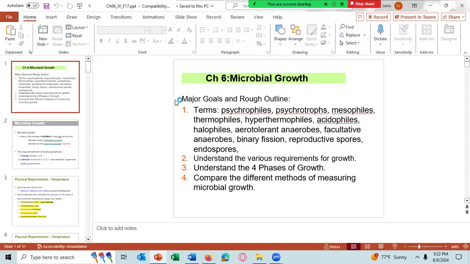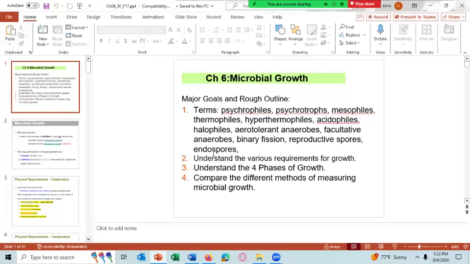As is normal, I show you the slide saying what it is. Chapter 6, microbial growth. I introduce the major terms. You should know all the terms. In fact, you should know all the objectives, which you can get from the study guide for chapter 6 on my webpage. But the major goals are for the terms psychrophiles, psychrotrophs, mesophiles, thermophiles. Know what those are? Hyperthermophiles, acidophiles, halophiles. There's an aerotolerant anaerobe, a facultative anaerobe, a binary fission. Know what a reproductive spore is and how it differs from an endospore.